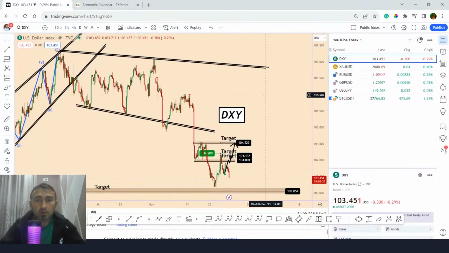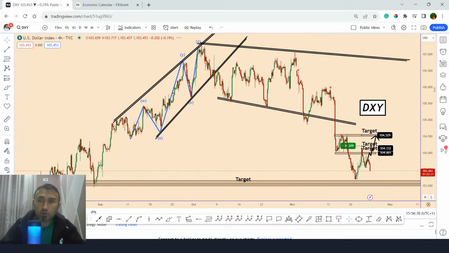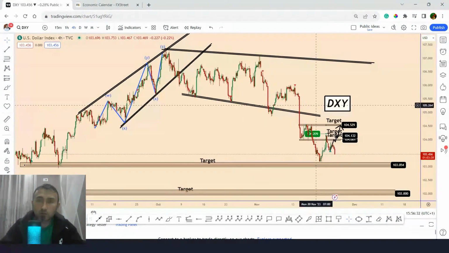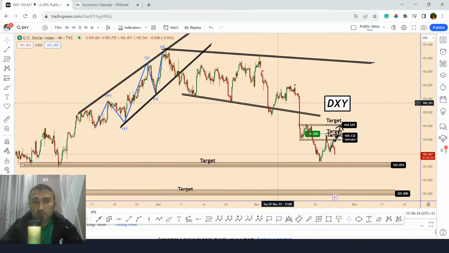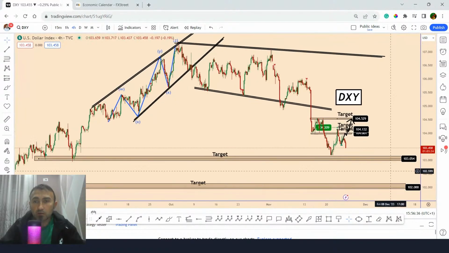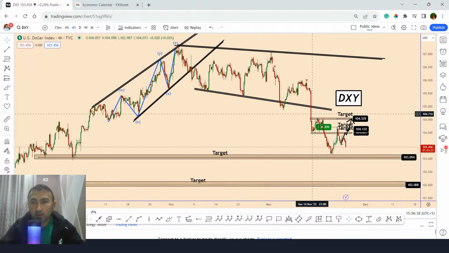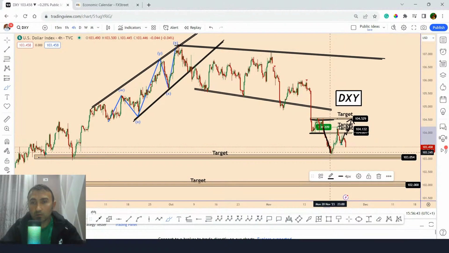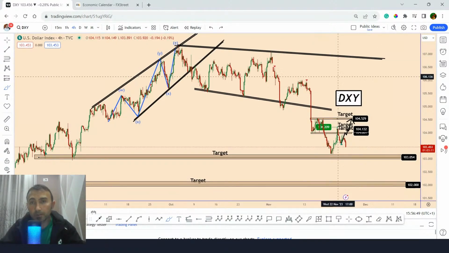So let's see what we have on the other part. The first one that we are going to look at is the dollar. This is an old chart that we are looking at during these moments. Since the price broke out from this pattern, it almost reached the target, looking at this zone, so everything was perfect until this moment.